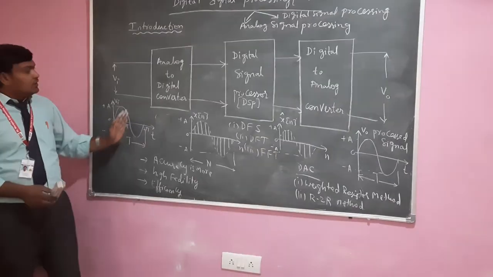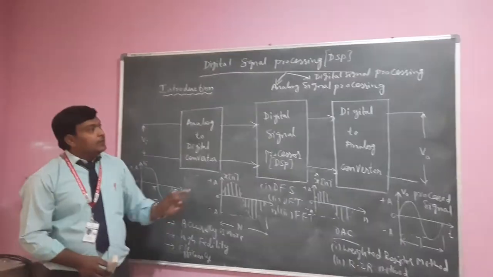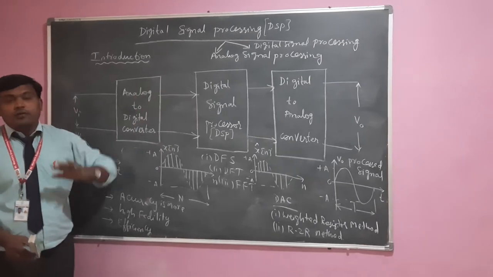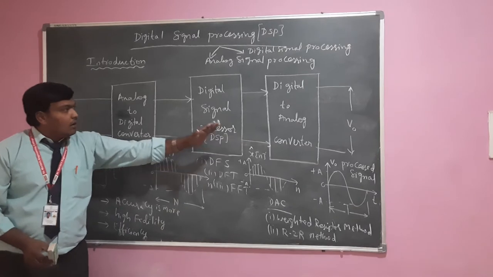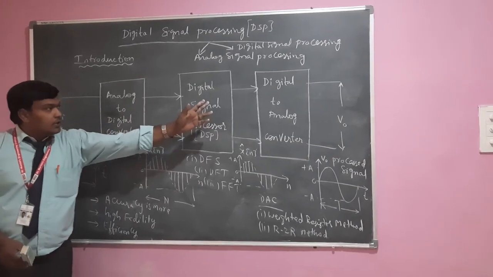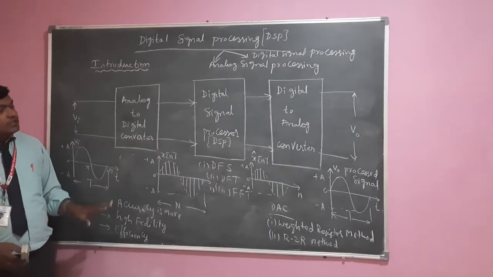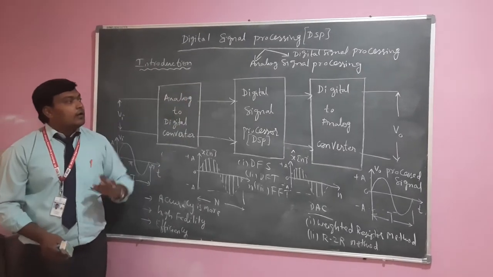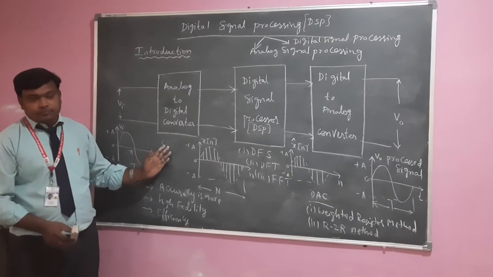Now this analog signal is converted into digital, so digital signal processing becomes easy. One more advantage is power consumption. The power consumption of digital signal processing is very low compared to analog signal processing. Why? Because all are digital systems: the ADC, the DSP processor, and the digital to analog converter. These all consume less power. Hence, digital signal processors are very useful compared to analog signal processors. Next, in case of bandwidth also.